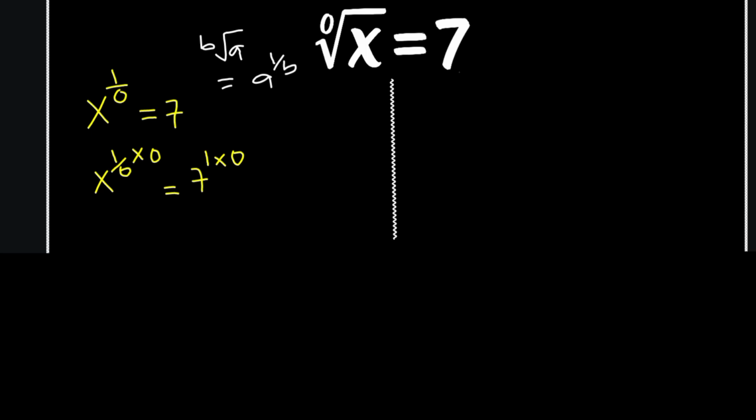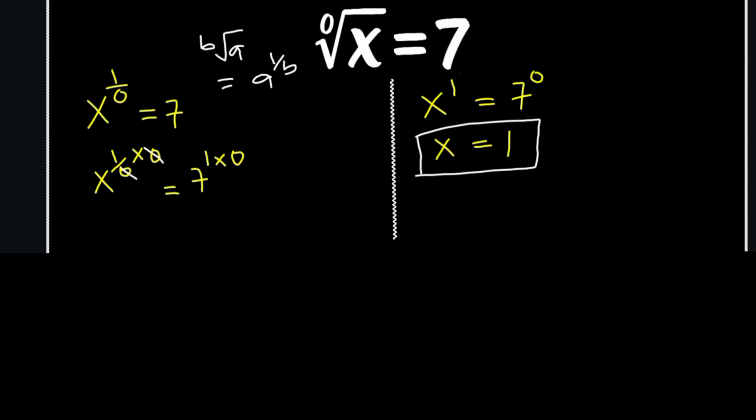And then we know that this will cancel this, and then we'll have x to the power of 1 equals 7 to the power of 1 times 0, which gives us 0. And then x to the power of 1 gives us x, which equals 7 to the power of 0, which gives us 1. And if you solve it this way and you got x equals 1, you are definitely wrong.